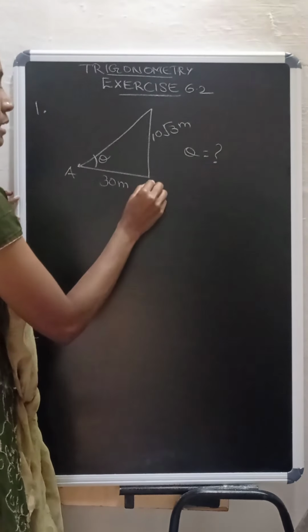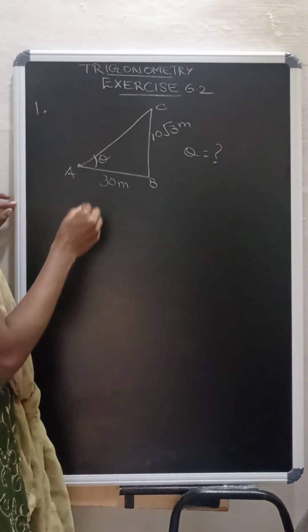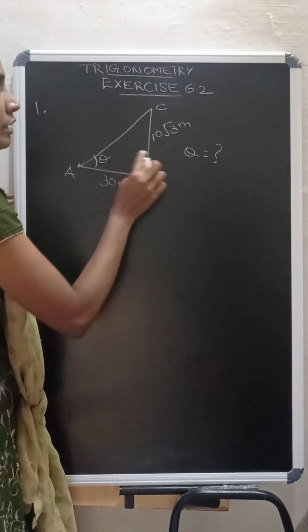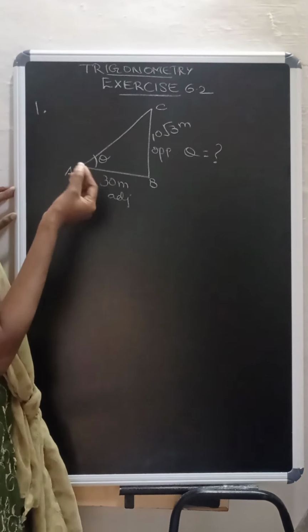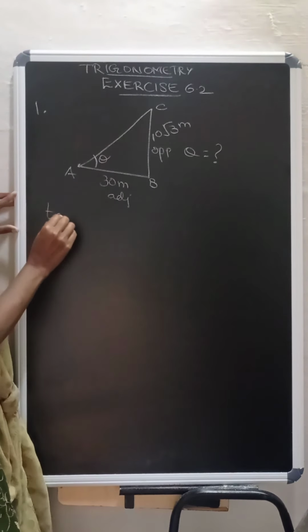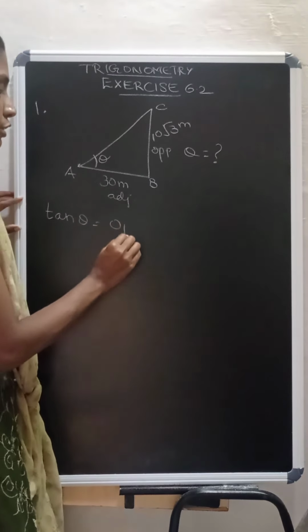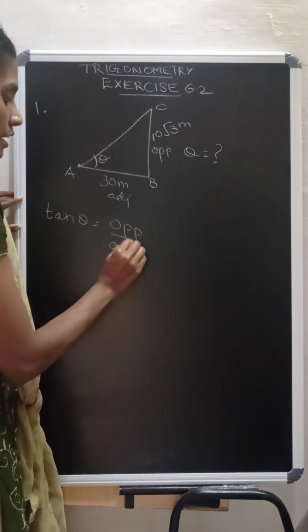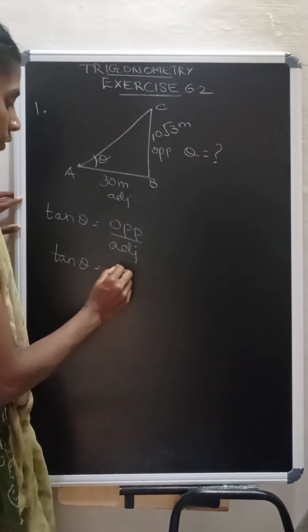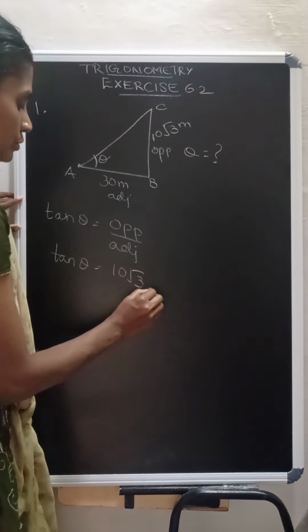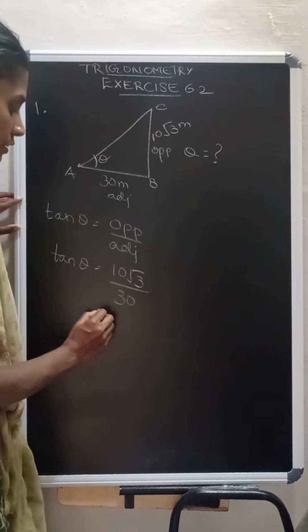Now name it as A, B, C. Now you need to find theta. You have the opposite value and the adjacent value. So what angle you will take? Tan theta. Tan theta is equal to opposite by adjacent. So tan theta is equal to opposite, 10√3, divided by 30.